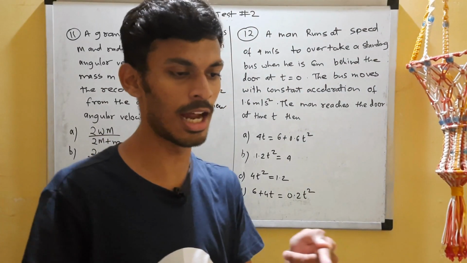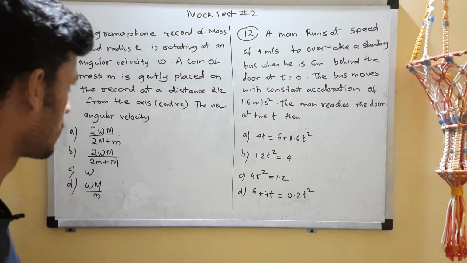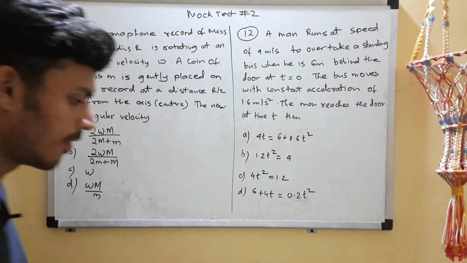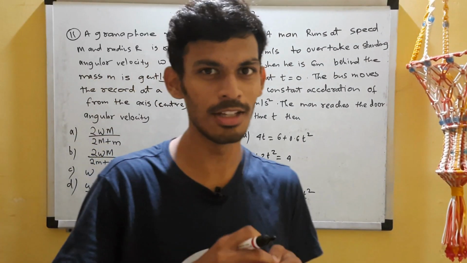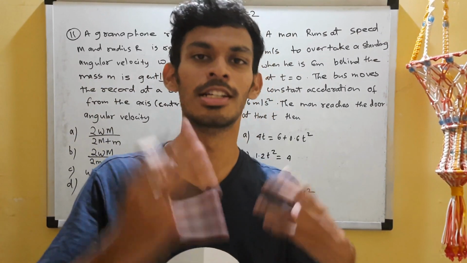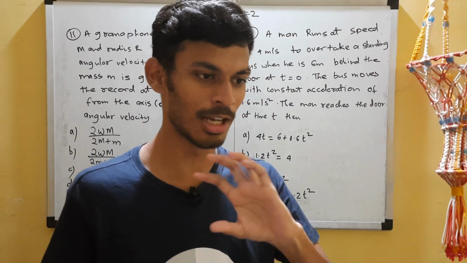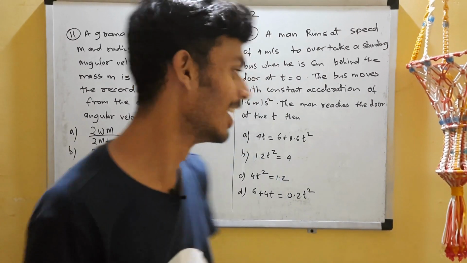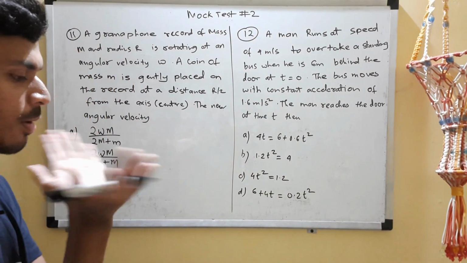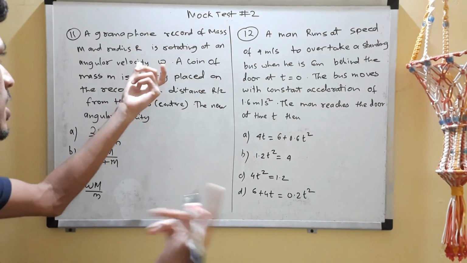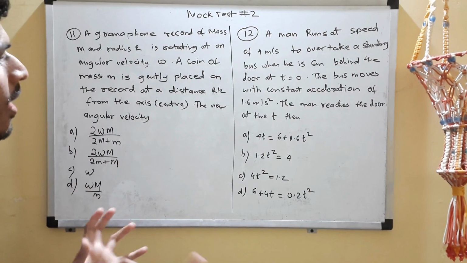Okay, so it is placed at half the distance of the radius. You are supposed to tell the new angular velocity. Of course, when you place the coin, what will happen? The angular velocity will fall down. The record is going to slow down. Eminem will become Ed Sheeran, whatever. So yes, basically the record will slow down. When it's spinning fast, initially omega, the new omega will be lesser.